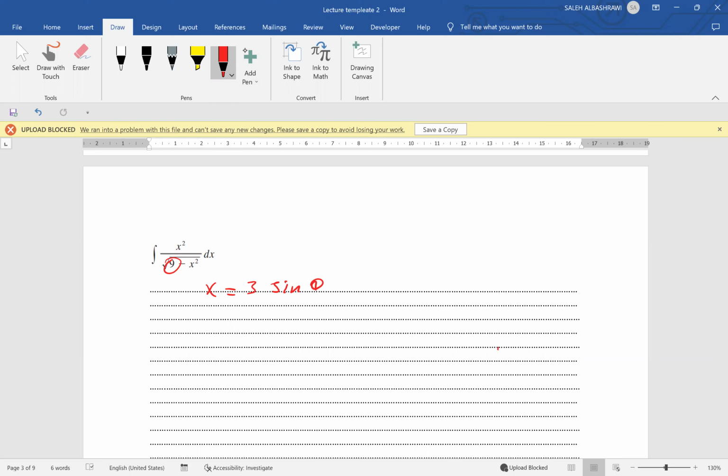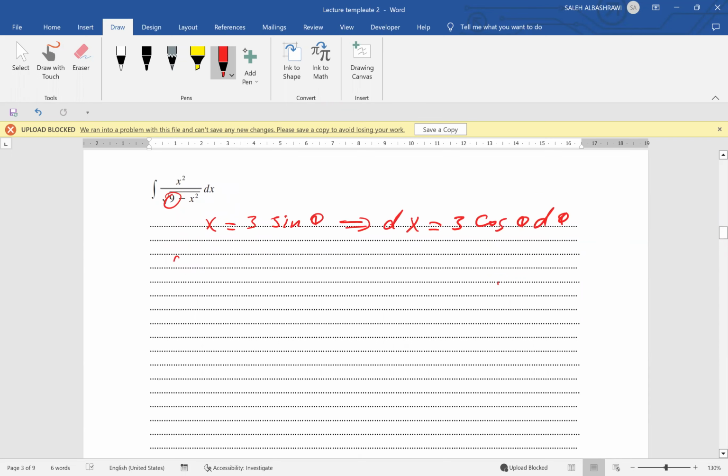We go back to see the form. It is square root of a squared minus x squared. So the substitution will be x equal to a sine theta. Or, and also we can use a cosine theta. Now for this one, dx will be 3 cosine theta d theta.